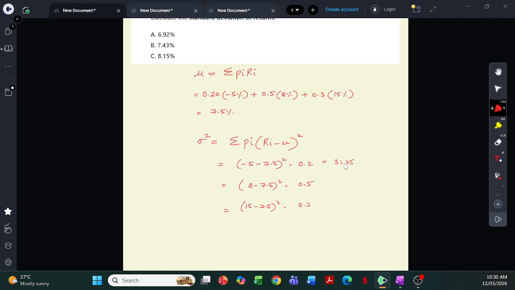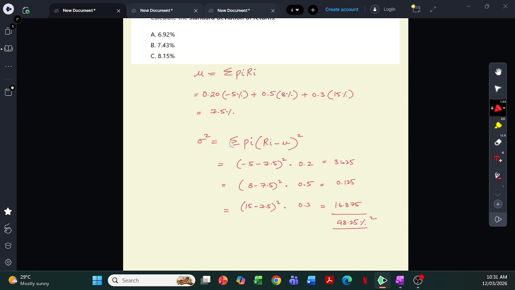It should be 31.25. This should be 0.125, and this should be 16.875. The next thing that we need to do is add all these up. So if you add all this up, you will get 48.25, and this should be percent squared.